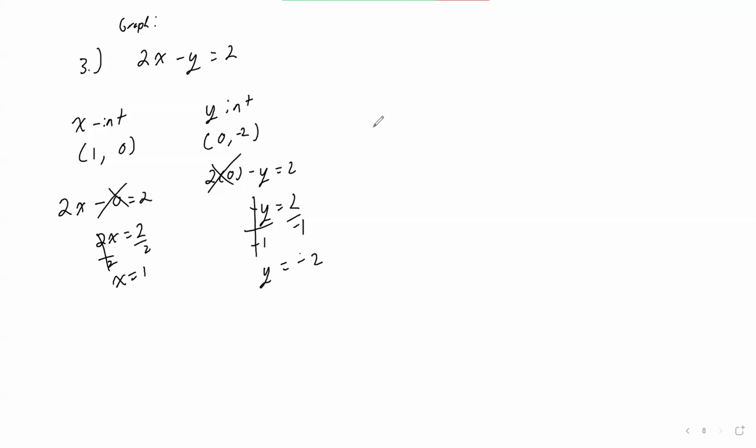Now I can come over here and graph it. How do I graph 1 comma 0? 0 comma negative 2. 2 points make a line.